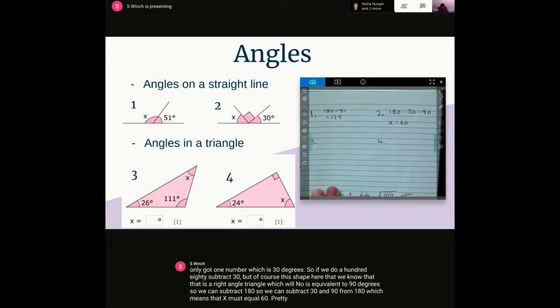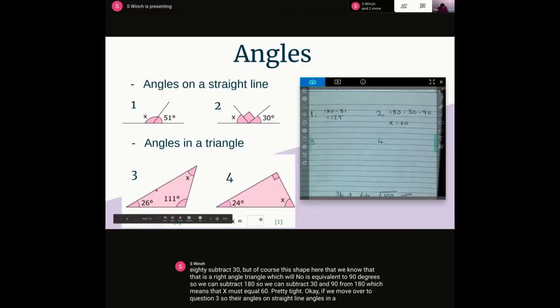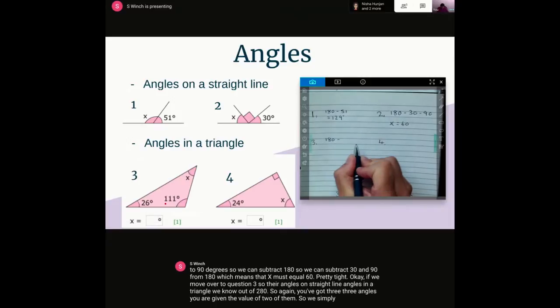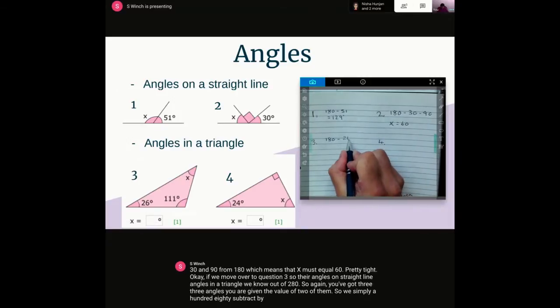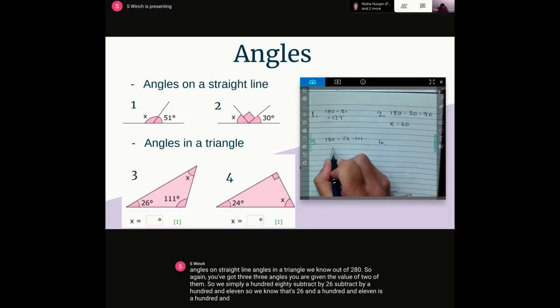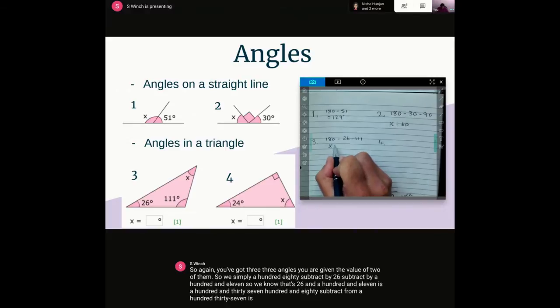Brilliant. Okay, if we move over to question 3, so they're angles on a straight line. Angles in a triangle, we know add up to 180. So again, you've got three angles. You're given the value of 2 of them. So we simply do 180 subtract 26, subtract 111. So we know that 26 and 111 is 137. 180 subtract 137 is x equals 43.